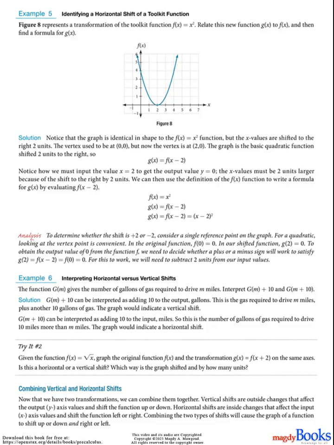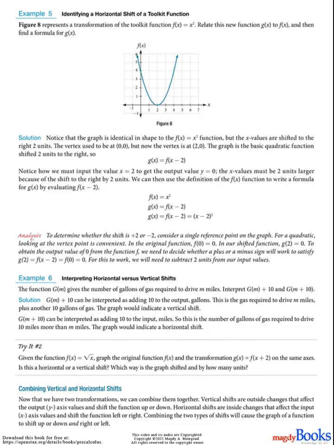The graph would indicate a vertical shift. G of m plus 10 can be interpreted as adding 10 to the input, miles. So this is the number of gallons of gas required to drive 10 miles more than m miles. The graph would indicate a horizontal shift.